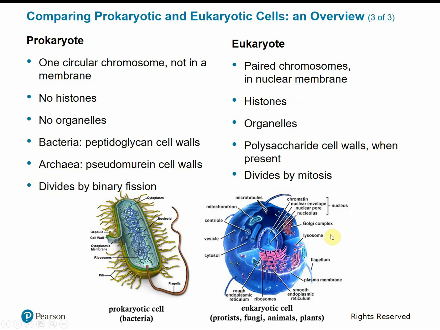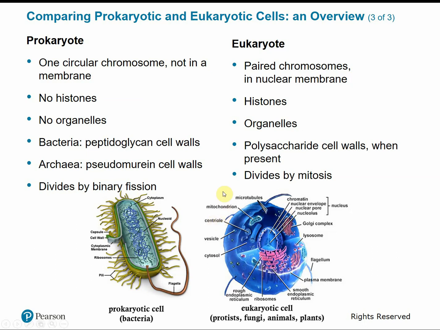Eukaryotes contain paired chromosomes protected in that nucleus and nuclear membrane. Why do we have pairs of chromosomes? Right, because you get one set from mom and one set from dad. Because our DNA is arranged in these more organized chromosome structures, we do have those histones to help package that DNA molecule. Eukaryotes do also have organelles or mini organs, so we'll look at the function of each of the major organelles or organs of the cell.